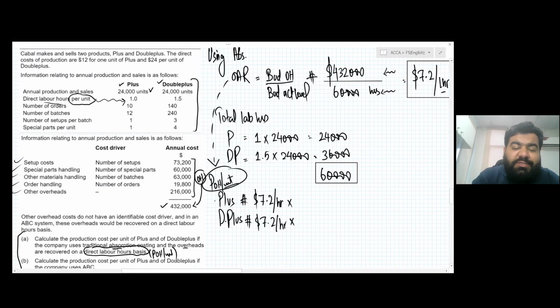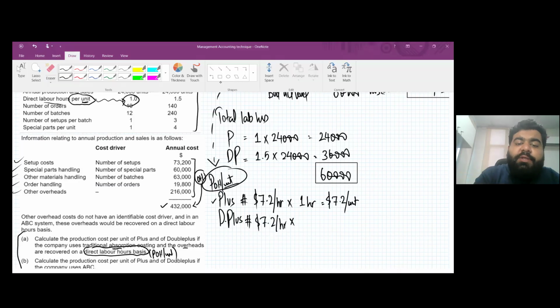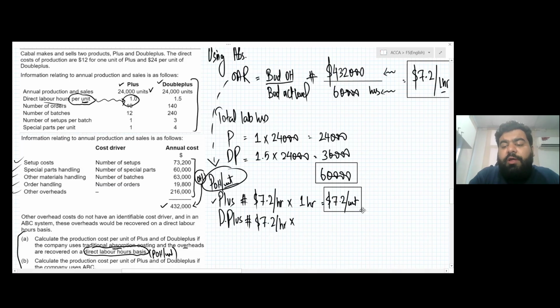If you see the plus, 1 unit of plus takes only one labor hour, so just multiply it with 1 hour. 7.2 multiplied by 1 is 7.2 per unit. So for plus, it's taking only 1 hour, and when 1 hour is gone, $7.2 of overheads are incurred. So $7.2 of overheads will be incurred on 1 unit of plus. That's the answer.